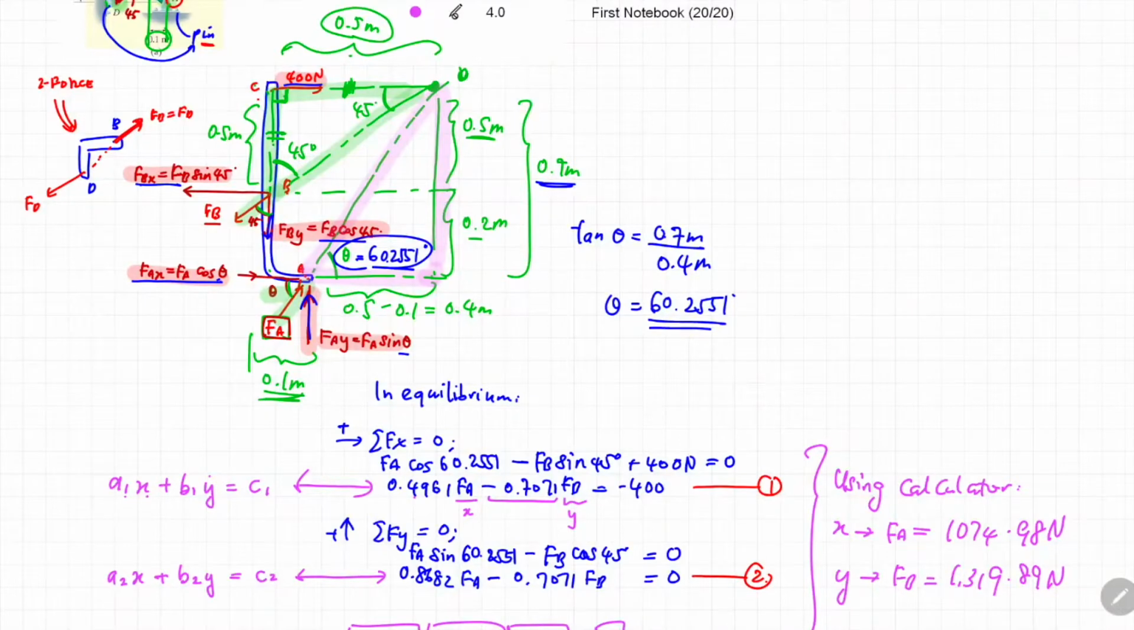Okay, so ada negatif ke tak ada negatif? Okay, kalau dia both positive, it means your initial assumption is correct. So this is how you solve the equilibrium condition and the simultaneous equation using your calculator. You can save up a hell lot of time if you utilize the power of your scientific calculator. Okay, dah siap.